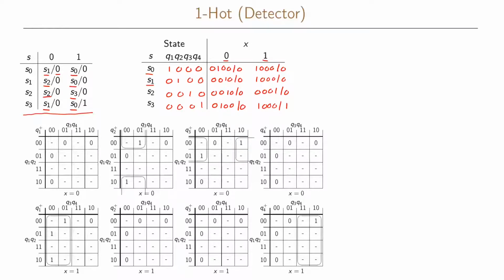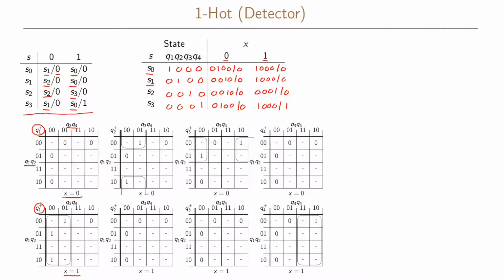So looking at the Karnaugh maps for Q1 plus, we will divide this into 2 maps because we can only have 2 variables in each dimension. So for the first map, this will represent the map when x equals 0, and the second one will represent the map when x equals 1. And for both of the maps, we have the state variables, so we have Q1, Q2 for the rows, and we have Q3 and Q4 for the columns.